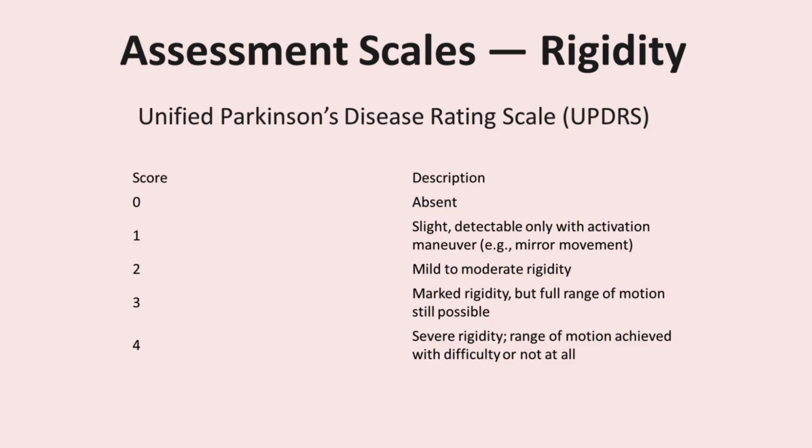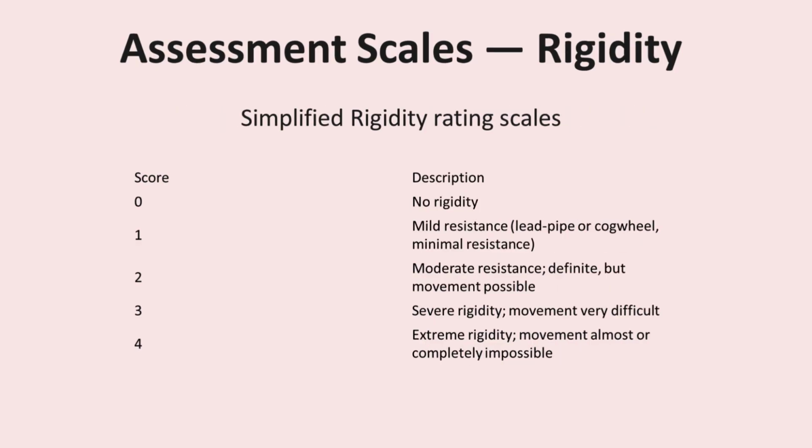This slide presents a simplified rigidity rating scale. It uses a score from 0 to 4, where 0 indicates no rigidity, and 4 represents extreme rigidity where movement is almost impossible. The scale provides a straightforward way to assess the severity of rigidity, with levels describing the degree of resistance encountered, from mild to severe.